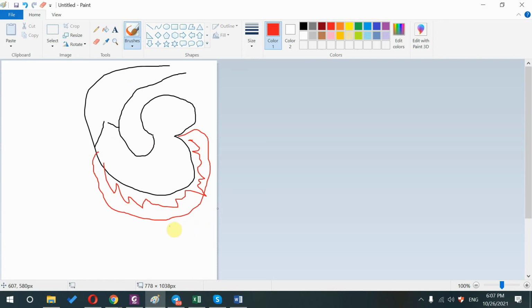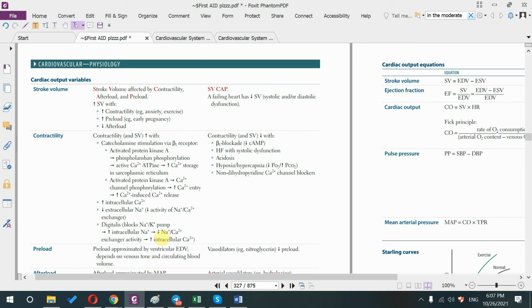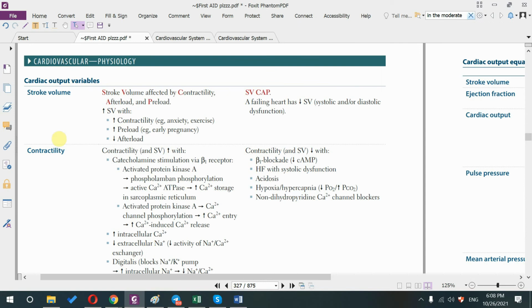And the ability of them to contract, we call it contractility. So this is the first thing you have to know. Contractility is the ability for them to contract. So there is something called the stroke volume. What does the stroke volume mean? Well, the stroke volume is how much volume is pumped out of the heart during each pump. So contractility is their ability to contract, and the stroke volume is the volume ejected. They are affected by each other proportionally. So the stroke volume is affected by the contractility, afterload, and the preload.